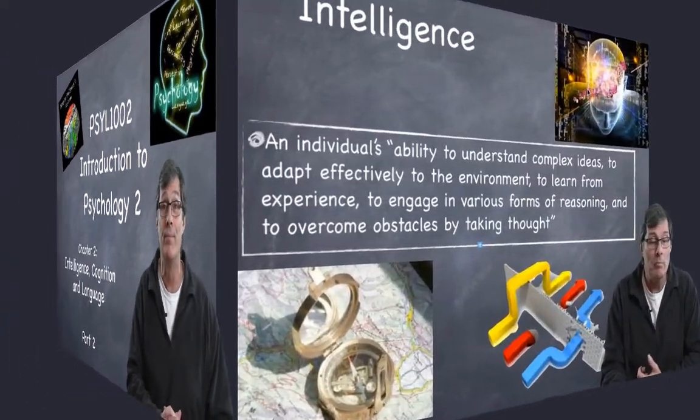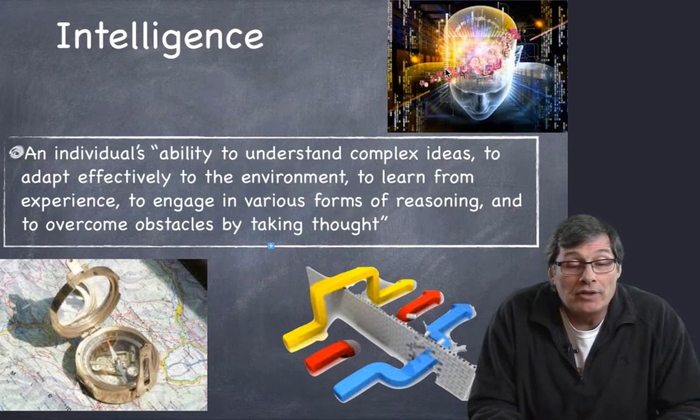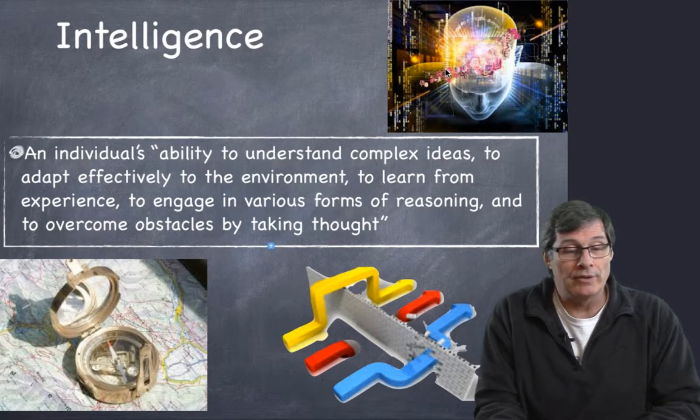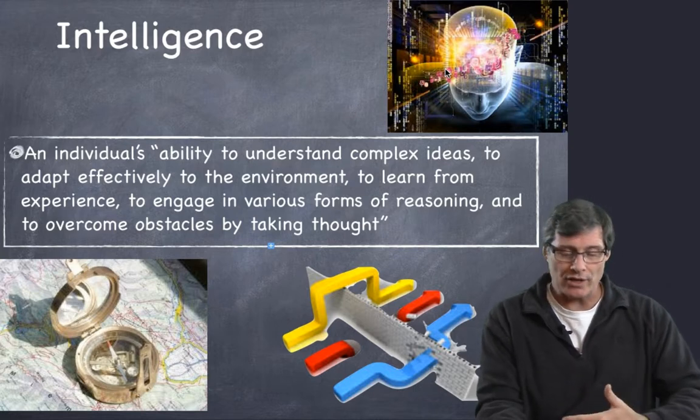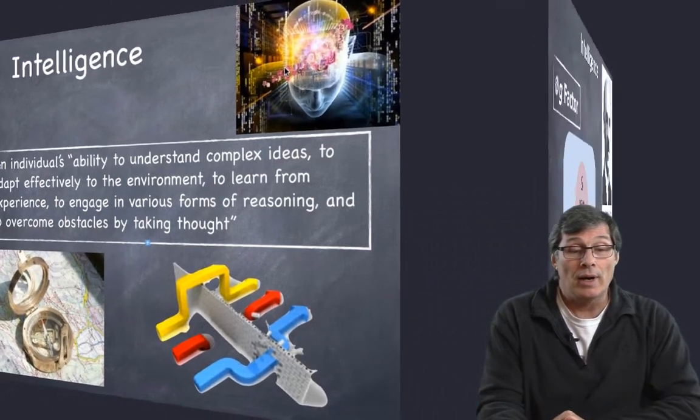Let's find out. By definition, we can look at intelligence as an individual's ability to understand complex ideas, to adapt effectively to the environment, to learn from experience, and to engage in various forms of reasoning to overcome obstacles by taking thought. So it's a rather broad definition of what intelligence is. But if we look at the direction that research on intelligence has taken over time, we'd start with Spearman.